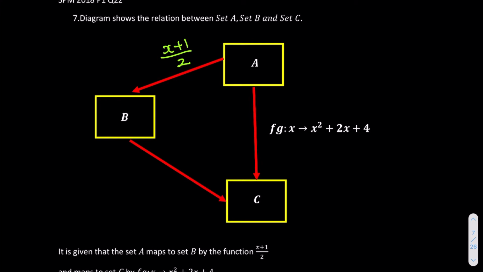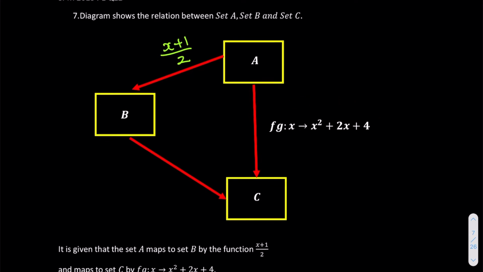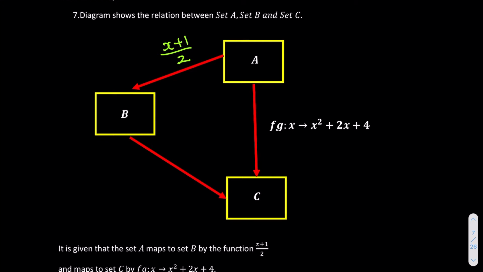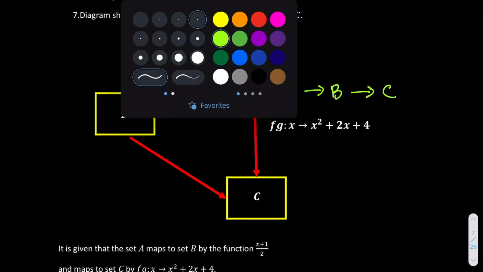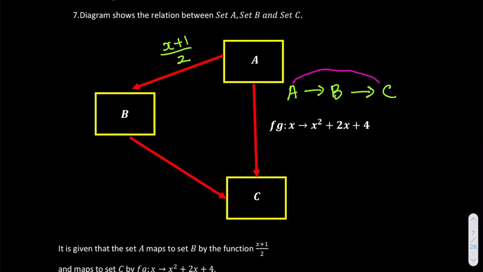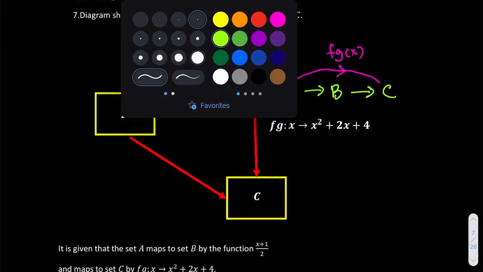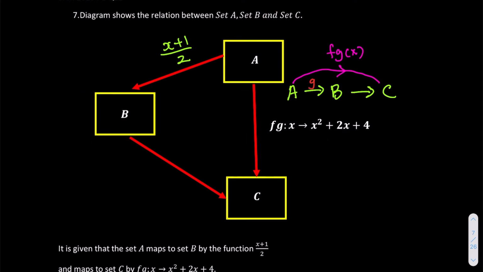Meanwhile, A maps to C by fg of x. So it means that A to C is eventually represented by fg of x. If you want to write it in terms of something you're more familiar with, we can say that we start from A, go to B, and then go to C. But this process can also be illustrated by the express process, which is our composite fg of x. But we know that the function at the back will be processed first. So eventually we know g is the one that goes first, and after that only f.